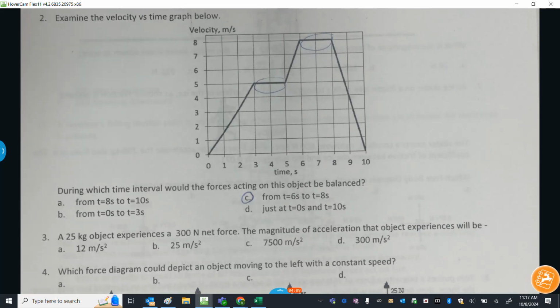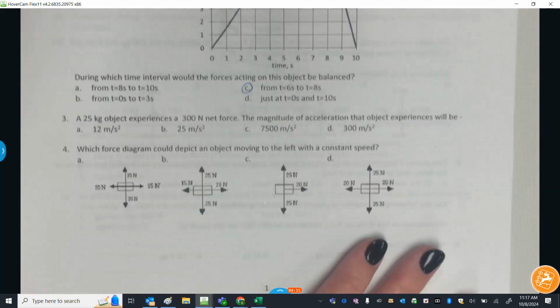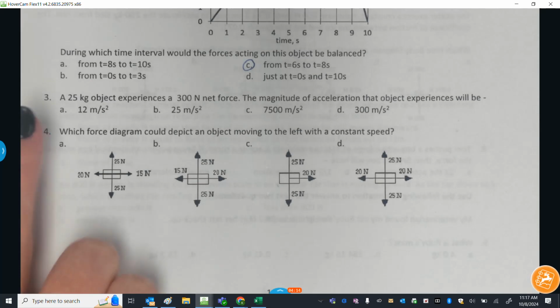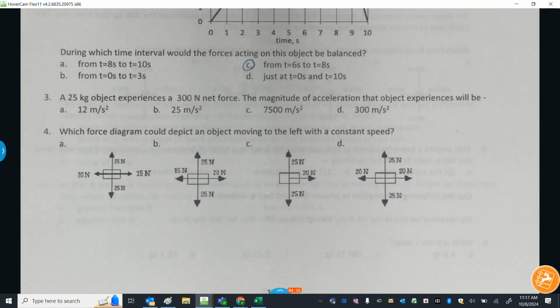All right, number 3 on Form A is this question right here. It says a 25 kilogram object experiences a 300 Newton net force. The magnitude of acceleration that the object experiences will be. Every single one of you got this question right, which the campus overall was 95%. We're at 100. Good job.